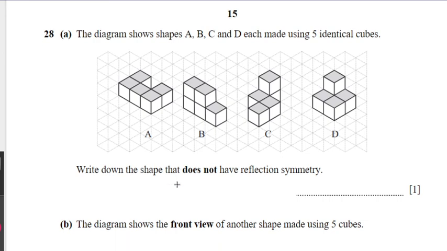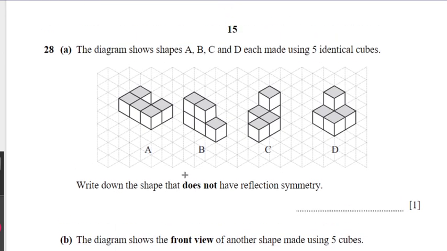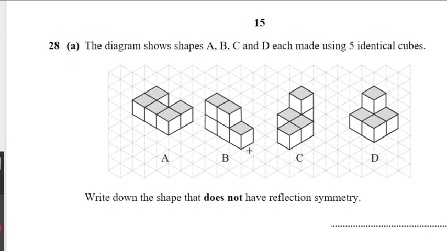Write down the shape that does not have reflection symmetry. Okay, reflection symmetry means if we can cut this, assume that this is your cake, we can cut that into 2 parts. Okay, for A here, we can cut like that, isn't it? Okay, so we can cut like that, right? So we have similar parts here. And for B here, we can cut like that, like that. So you have 2, the front one and the back one, so they are the same.